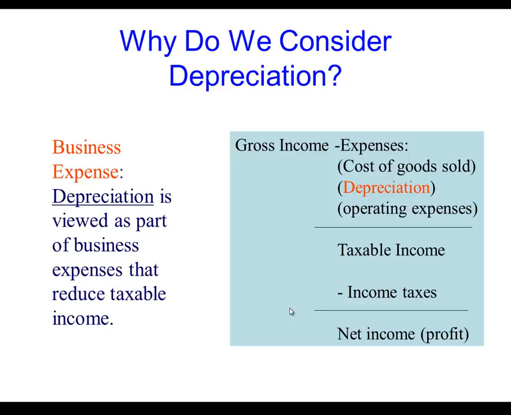Companies have to consider depreciation as a part of the business expenses, which will reduce the taxes that a company pays on the depreciated item. So we have to add the cost of production, operation, and depreciation as expenses that are subtracted from the gross income to calculate the total taxable income. Then we subtract the taxes to get the net income, or what's called profit.